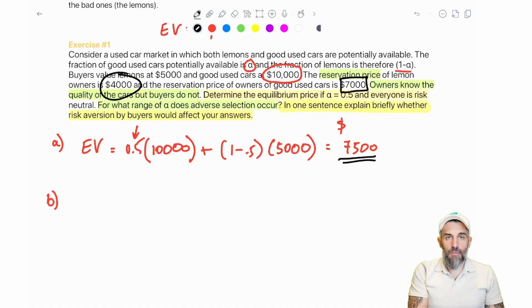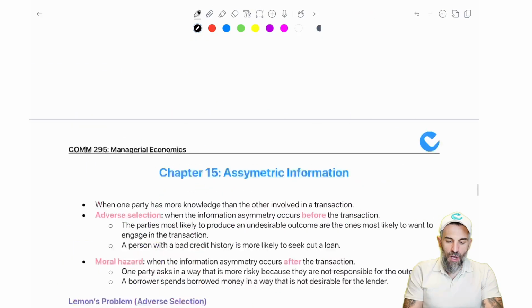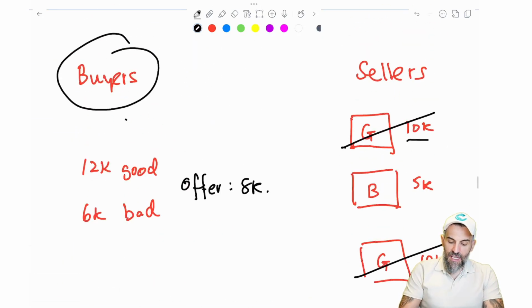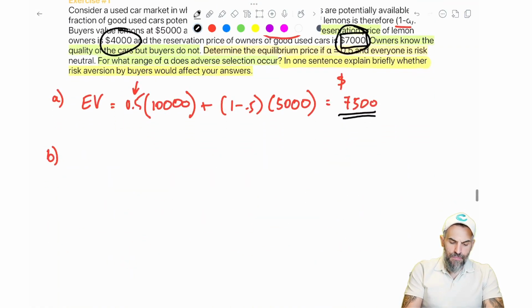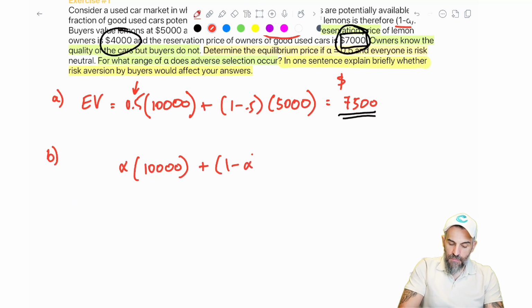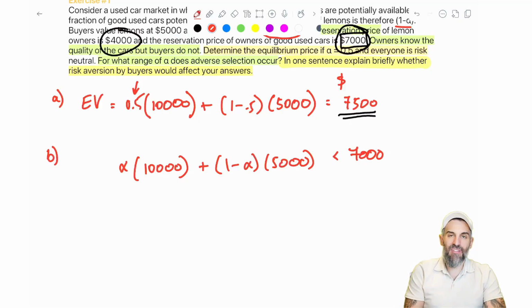The lemons, because the minimum price is 4,000, and the good ones because the minimum price is 7,000. But if the buyer came to the dealership and said, hey, I'm going to offer 6,000, well, then you would have a lemons problem. Why? Remember what I said. If they offer less than what the sellers are willing to accept, the good cars leave the market. So guys, what do we do? It's pretty simple. You're still going to do an expected value, but now we're solving for A. So we're essentially saying, what would A have to be to have a lemons problem? Well, if the expected value is less than 7,000, you will have a lemons problem. The good cars will leave the market.